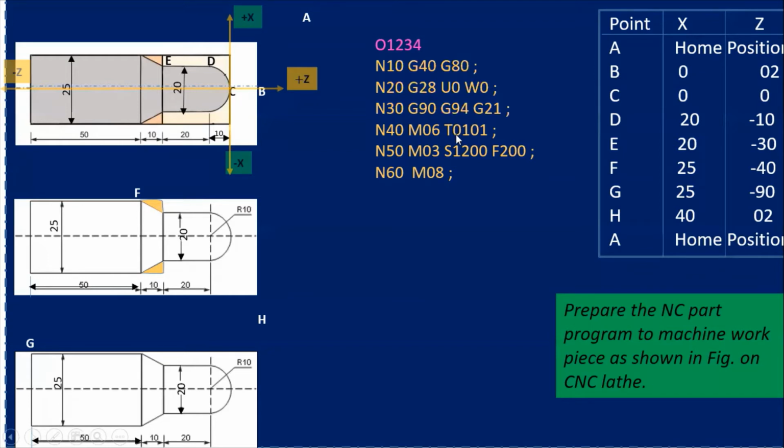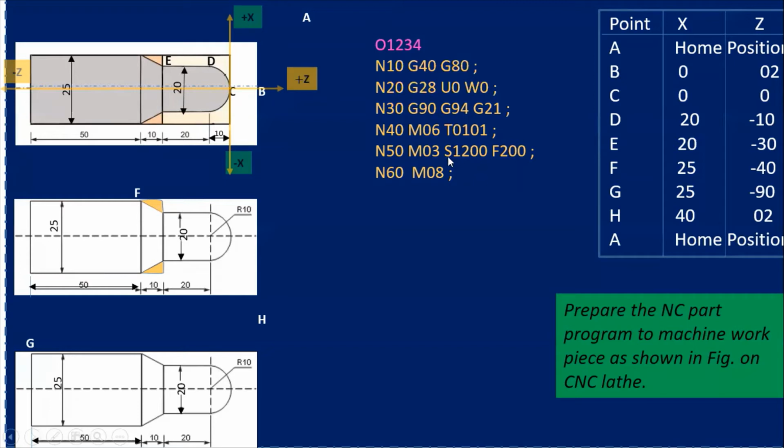So this is T01, the tool number. Right now, and again there is 01, which is the tool offset value for this tool number 1. Then N50 is the block number. M03: the spindle will start in the clockwise direction.